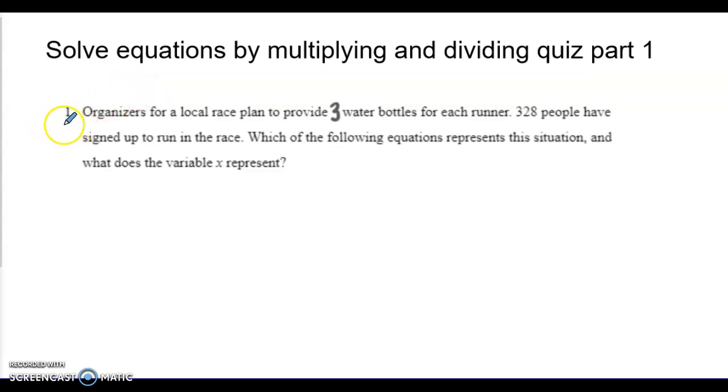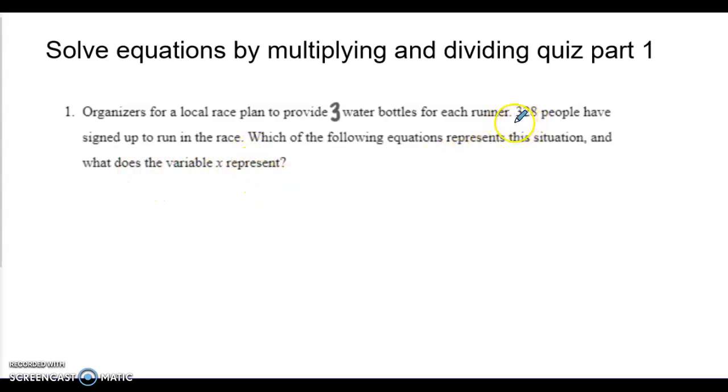So here we go. The first question says, organizers for a local race plan to provide 3 water bottles for each runner. 328 people have signed up to run the race. Which of the following equations represents this situation, and what does the variable x represent?